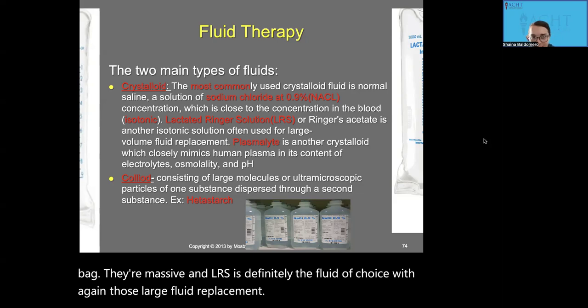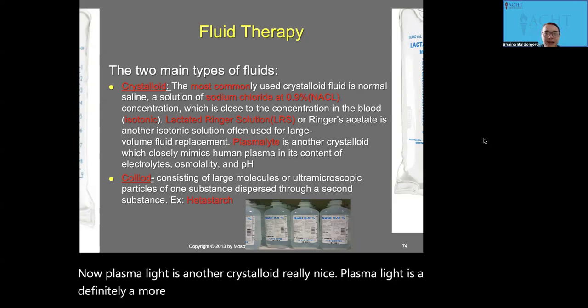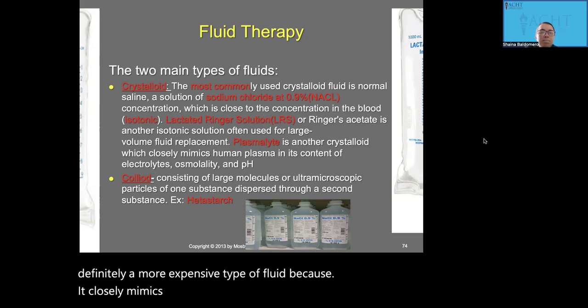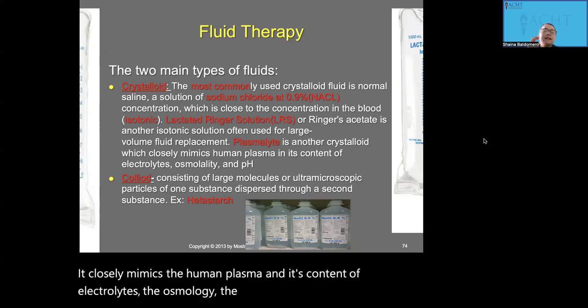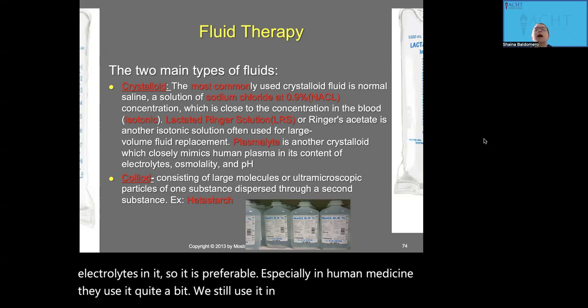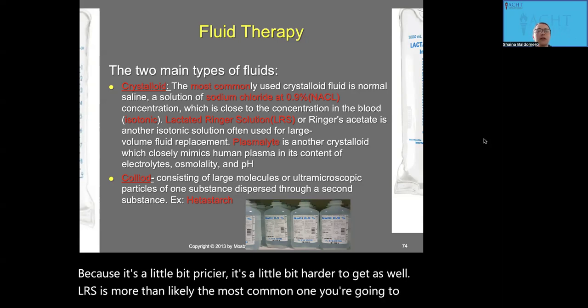Now, Plasma-Lyte is another crystalloid. Really nice. Plasma-Lyte is definitely a more expensive type of fluid because it closely mimics human plasma and its content of electrolytes, the osmolality, the pH, and it does have extra electrolytes in it. So it is preferable, especially in human medicine. They use it quite a bit. We still use it in animal medicine too, but it's a little bit pricier and a little bit harder to get as well. LRS is more than likely the most common one you're going to see and come into contact with.